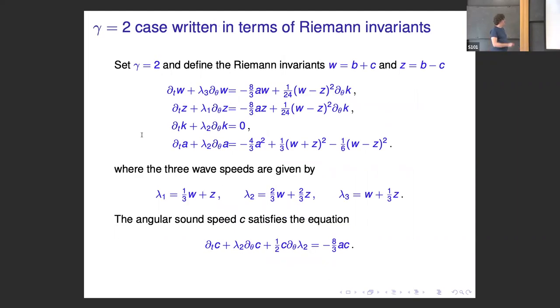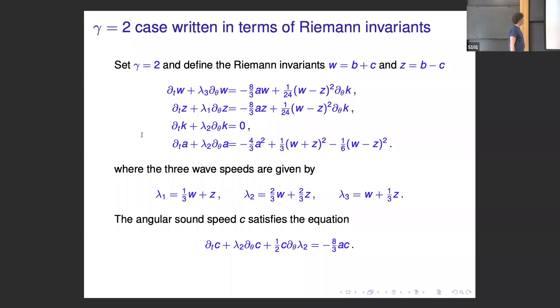Okay, now let's restrict to the case gamma equals 2. Everything I say here also holds for any gamma greater than 1, but just for simplicity, because it's a 150-page paper and a long thing, we're going to restrict to gamma equals 2. So this is answering your question from the beginning. If we rewrite the equation in terms of Riemann invariants, the velocity in the angular direction plus the angular sound speed, and minus the angular sound speed, then we end up with this equation here.